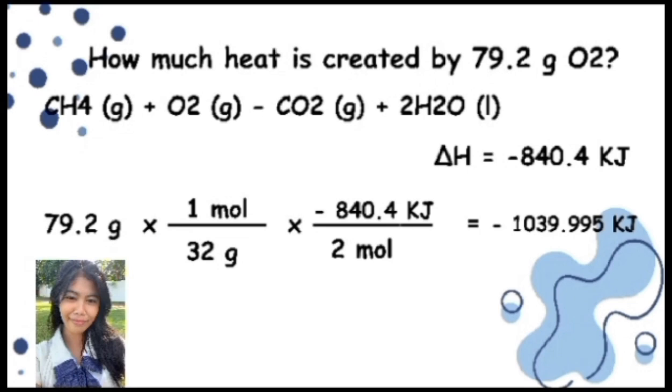Example number 2. How much heat is created by 79.2 grams of O2? So we have our balanced chemical equation, and our change of enthalpy is negative 840.4 kilojoule. And then same process as our example number 1, but this is grams now. So we're going to convert grams to moles, and moles to our change of enthalpy, which is negative 840.4 kilojoule. So our answer is negative 1039.995 kilojoule.